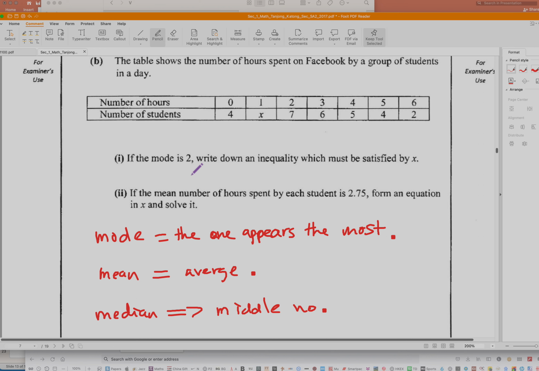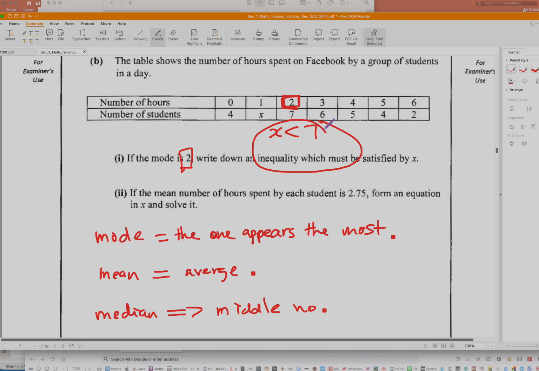Okay, so if the mode is 2, that means 2 appeared the most. So the 2 hours appeared 7 times, right? Write down an inequality which must be satisfied by x. So x must be smaller than 7. Can it be equal to 7? Cannot, because the mode has to be 2, so 2 has to be the most. So x must be smaller than 7. Yes, this is the inequality.